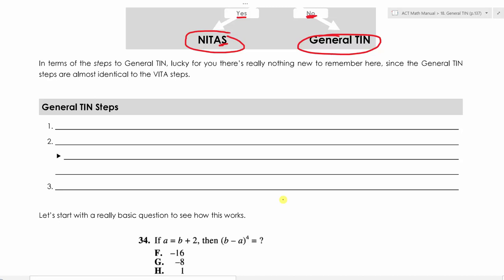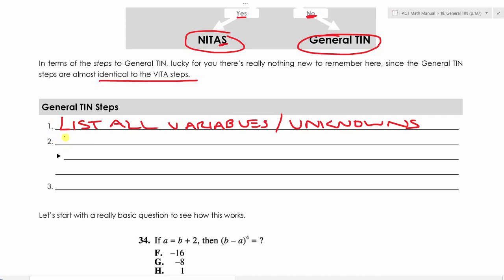Now, the General Tin steps, interestingly enough, are almost identical to the Vita steps. You are going to list all variables or unknowns. Let's go ahead and write that down. List all variables/unknowns. You are going to throw in easy numbers. By the way, so far we are writing exactly what we wrote in the Vita steps.